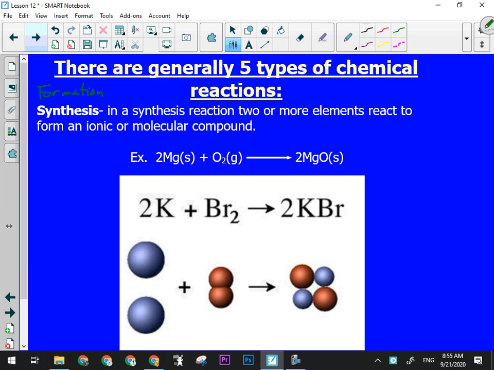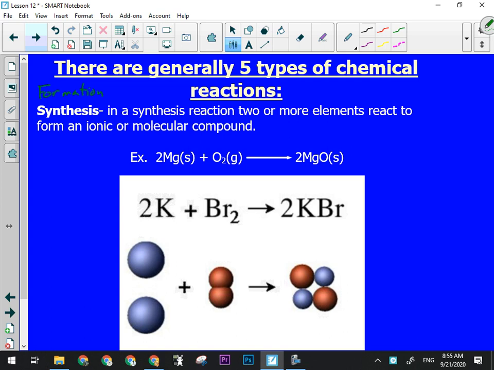Okay, so some things you're going to see in a chemical reaction. First off, the thing that you're not going to have to do in Science 10. These letters that are in brackets, they indicate the state. So this is magnesium as a solid, reacting with oxygen as a gas. We're producing magnesium oxide, which is a solid.